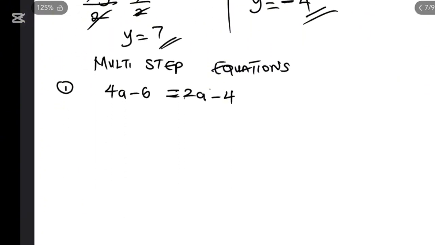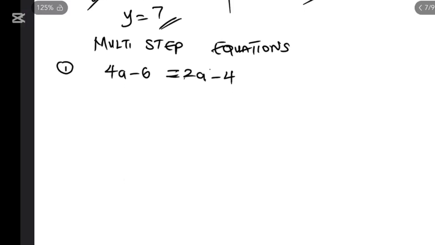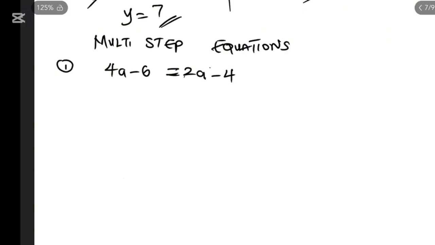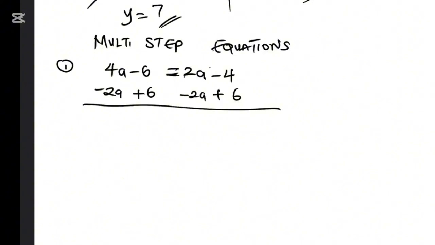So now we have multi-step equations. And how are we going to do this? Just like what we've been doing. You want to take this 6 to the right hand side, so we perform the inverse operation, which is plus 6. So plus 6 to the negative 4. Then we want to eliminate this 2a from the right hand side, so what we're going to do is put minus 2a here, minus 2a. So we can actually solve this now.